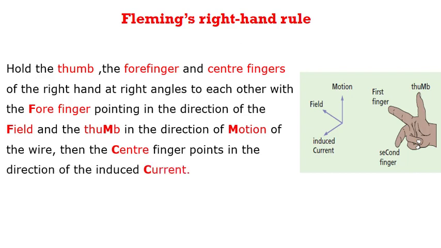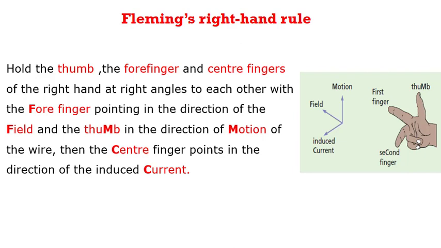So here all the fingers, like the forefinger in Fleming's left hand rule also, the forefinger is indicating the direction of magnetic field, the center finger is indicating the direction of current, and the thumb is indicating the direction of motion of conductor or the direction of force.